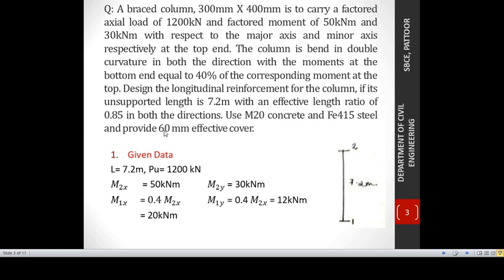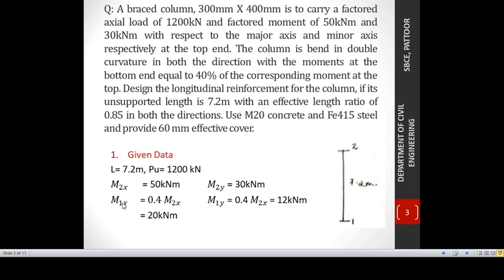Moving on to the design, our first step is the given data. The unsupported length L is given as 7.2 meters, Pu is given as 1200 kilonewton. Our top end is denoted as 2 and the bottom end of the column is denoted as 1. Correspondingly, the moment in x direction at the top is 50, denoted as M2x. And the moment in y direction, or moment about the y axis at the top end, is 30 kilonewton meter, denoted as M2y.